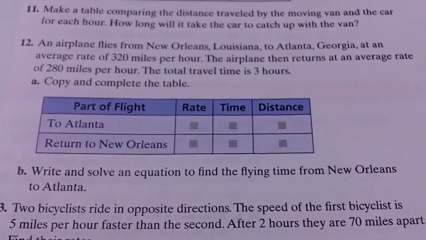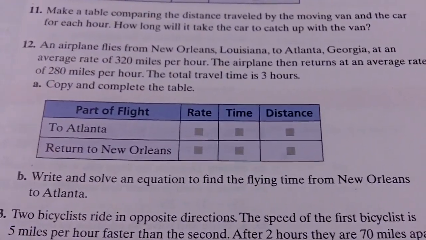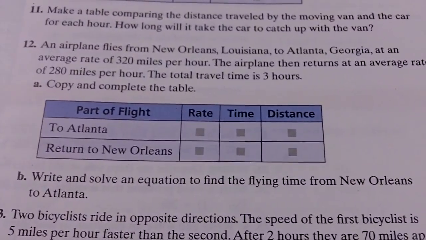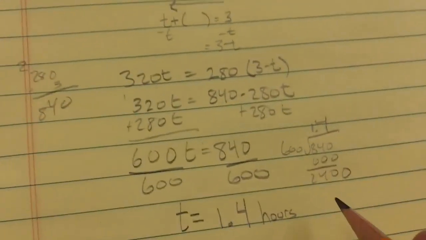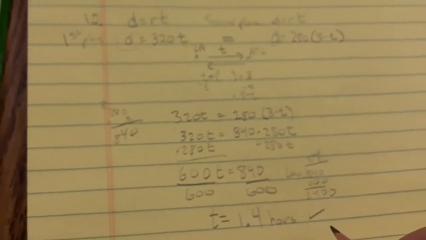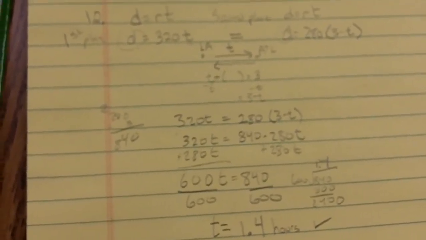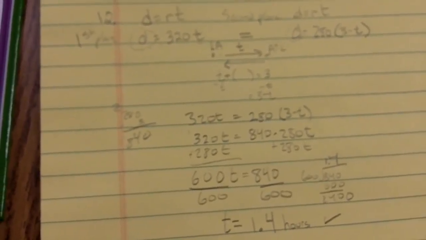Write and solve an equation to find the flying time from New Orleans to Atlanta. 1.4 hours. Done. Here's the work again, if you want to go check that out. And that's how you do distance equals rate times time.